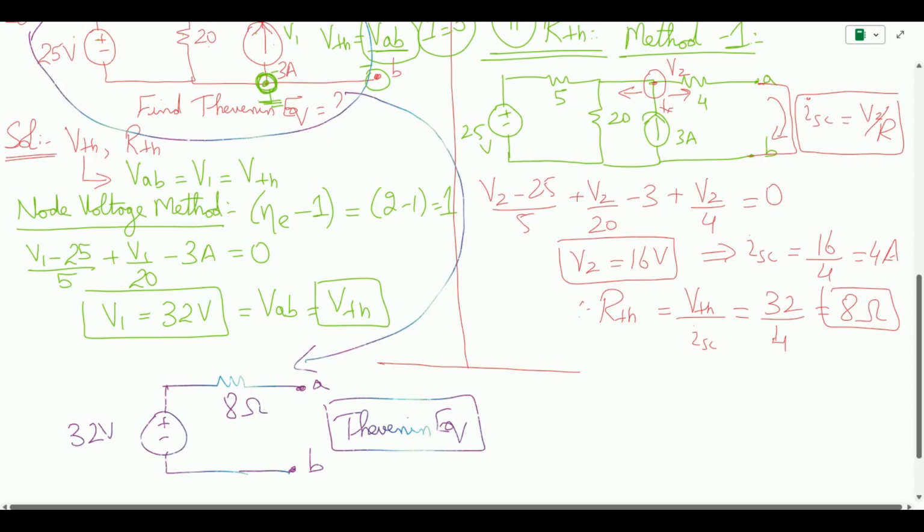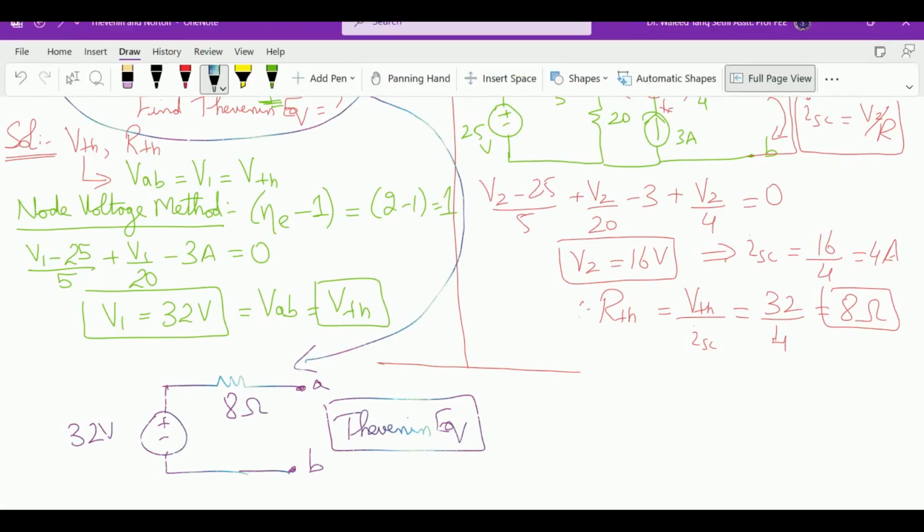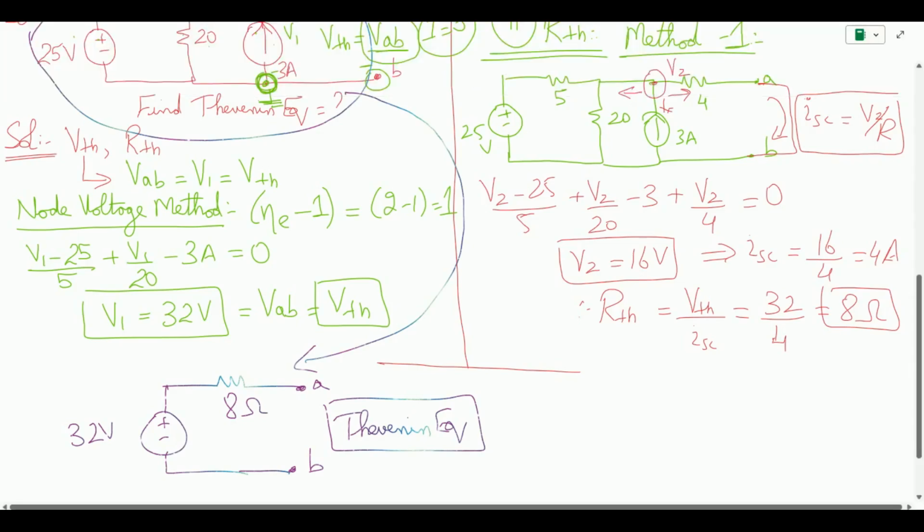As I mentioned, there are two ways to find R Thevenin, and now let us look at the second way. This was the first method. What is the second method? The second method is the shortcut method, or deactivation method.